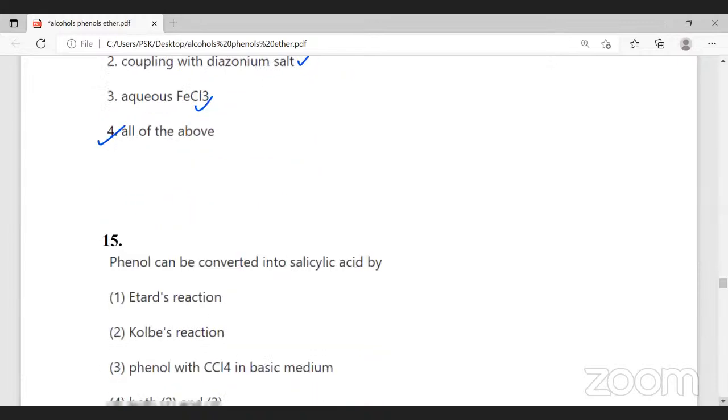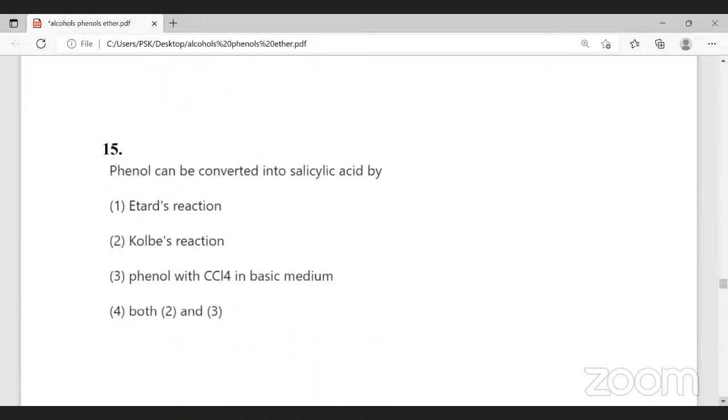Phenol can be converted into salicylic acid by which reaction: Etard's reaction, Kolbe's reaction, phenol with carbon tetrachloride in basic medium, or both 2 and 3. So Kolbe's reaction and Reimer-Tiemann reaction. See, Reimer-Tiemann reaction is this. There is phenol, chloroform, carbon tetrachloride and the base, sodium hydroxide, gives salicylic acid.